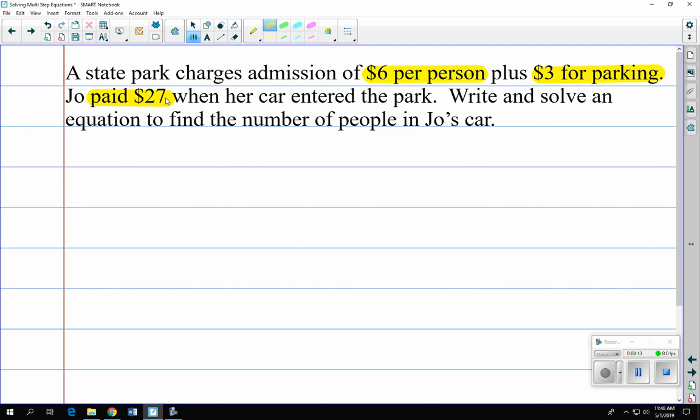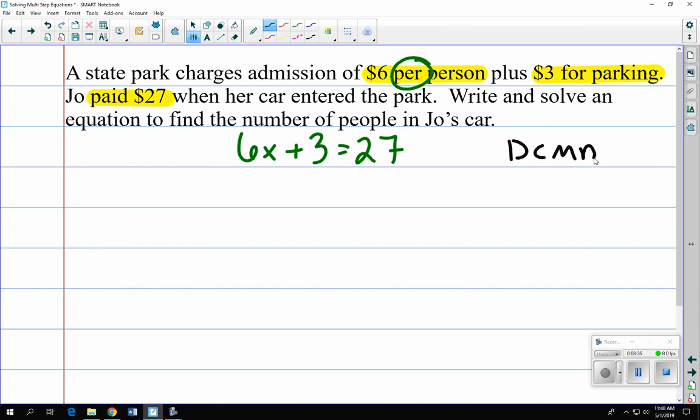Write and solve an equation for the number of people in Joe's car. So to start out, this word per is a key word. That helps me explain that that is going to be my rate of change or my slope. So I'm going to write my equation as 6x plus 3 is equal to 27. I keep true with every question that I've been doing with my DC MAM.